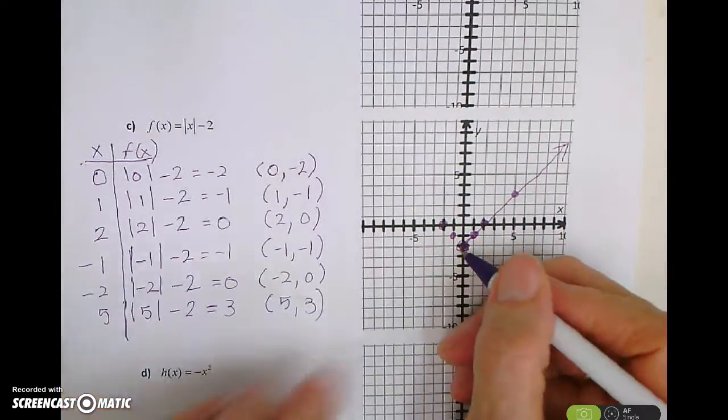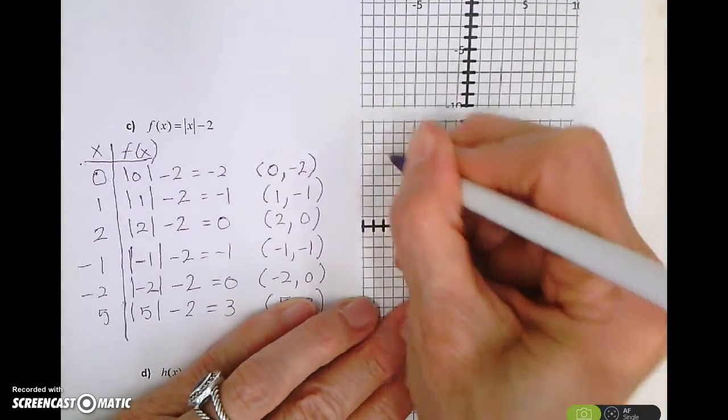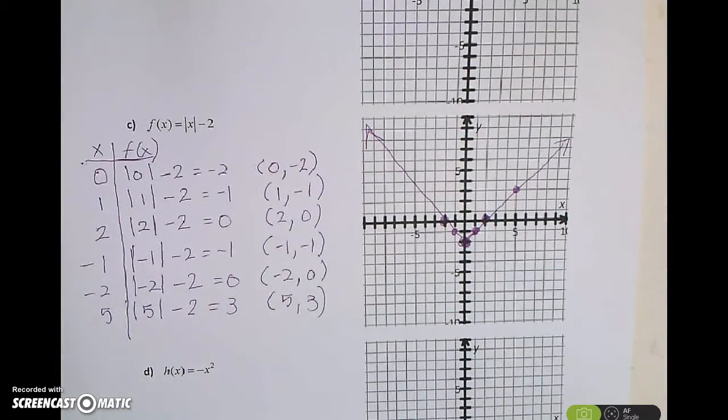And if I did the same thing on the other side and chose a point down there, I would see that this also makes a straight line in that direction. Absolute values always form a V. So whenever you're working an equation that has an absolute value, you have to search for where it makes that V point down there.